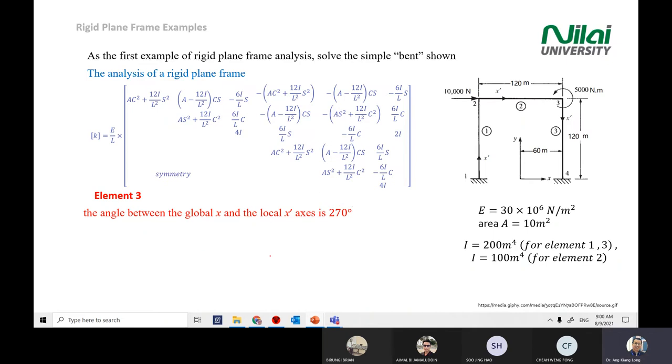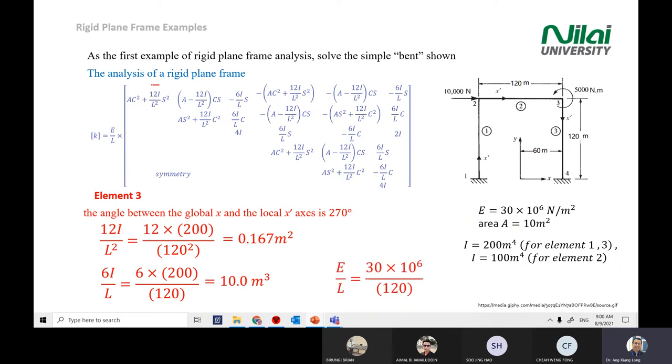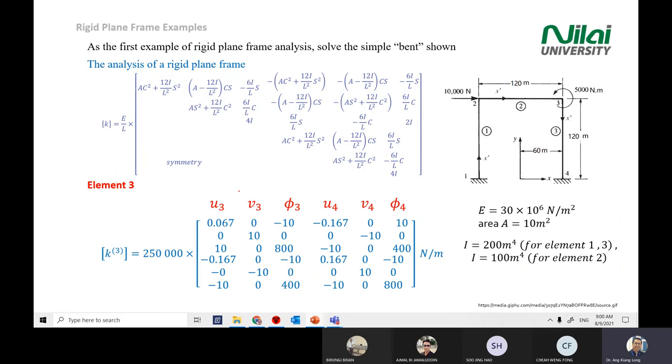Again, you do the cos and sine, then you calculate the 3 constant values: 12I/L, 6I/L, E/L. Convert them into matrix form. Then remember to issue the ticket number for the values inside the matrix. Element 3 connects 3 and 4. So each point gives you 3 degrees of freedom: U3, V3, rotation 3, U4, V4, rotation 4. I think you are very good at the superimpose already.